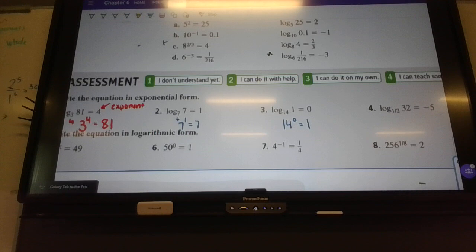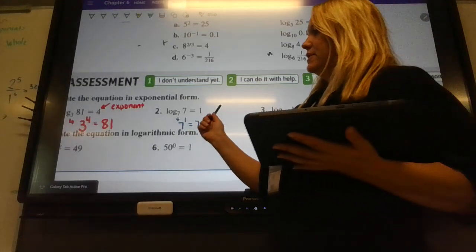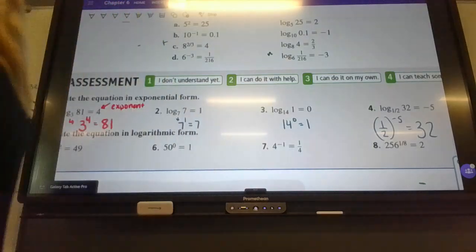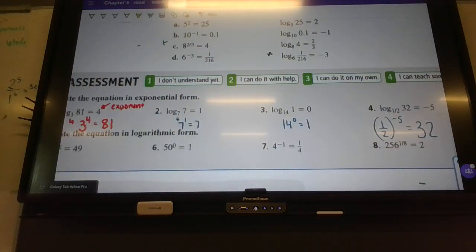we're going to look at 1/2 as a base. That's kind of a tricky base to begin with, fractions. Negative 5 as an exponent, and that's going to equal out to 32. I don't really buy into that as much as I bought into 7 to the first is 7. So I have some tips up here when things get more challenging.